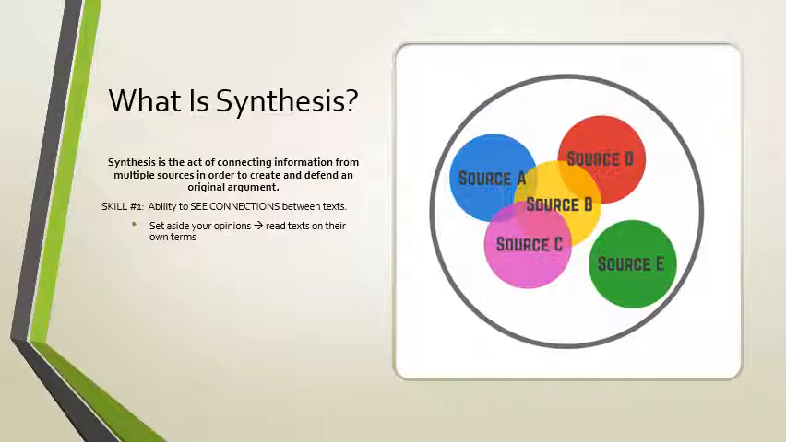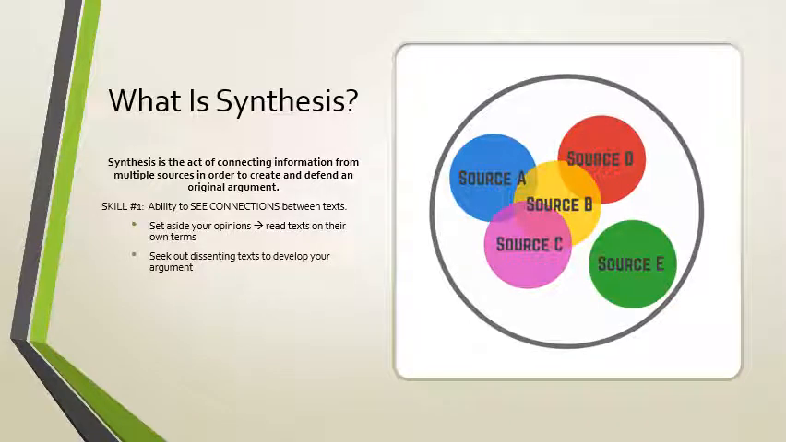In order to be able to see connections, you're going to need to be able to set aside your opinions, and you're going to need to be able to read those texts on their own terms. So really to see connections between these texts, you're going to have to come with as much of a clean slate as possible, recognize your biases, and set them aside so that you can read a text on its own terms. And once you're reading a text without that filter of your bias, or at least recognizing your bias, you're going to start to see connections more and more often.